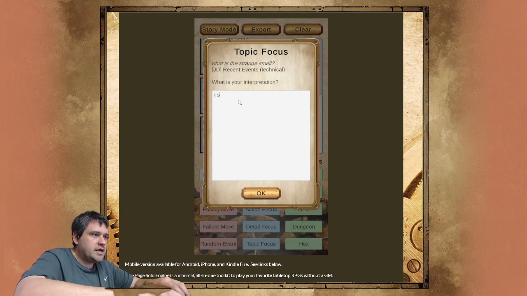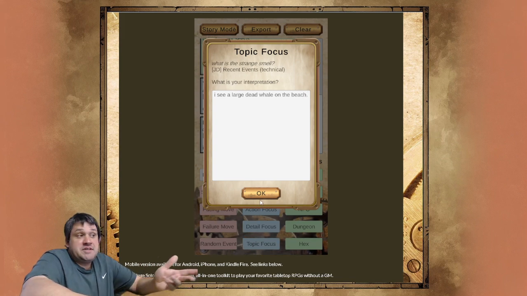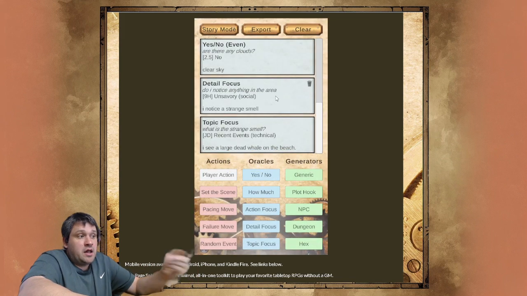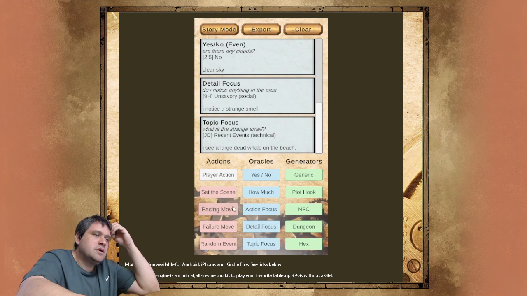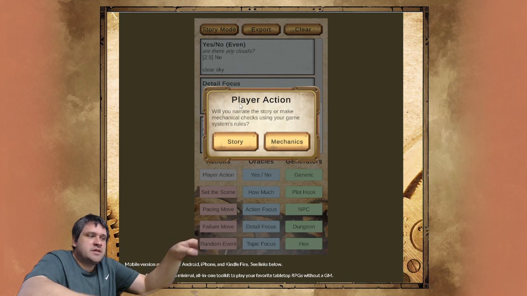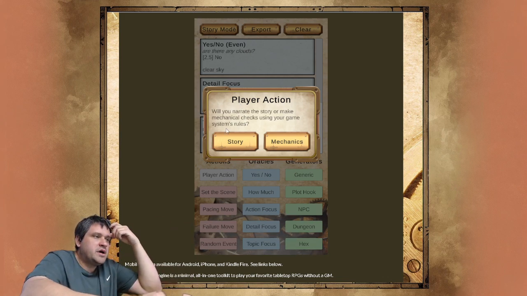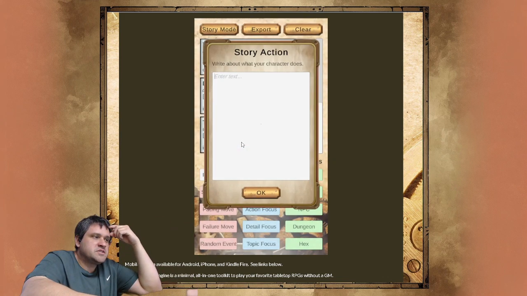So I see a large dead whale on the beach, and that it's a recent event, so that makes more sense. And so the smell leads to us smelling the carcass of a whale. So, player action. This is basically story mode, and rolling doesn't let you type anything. It just gives you the outcomes. But let's see. Let's narrate.